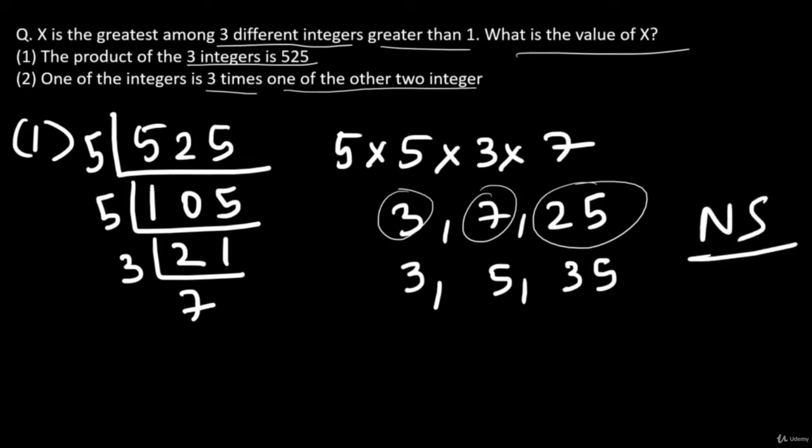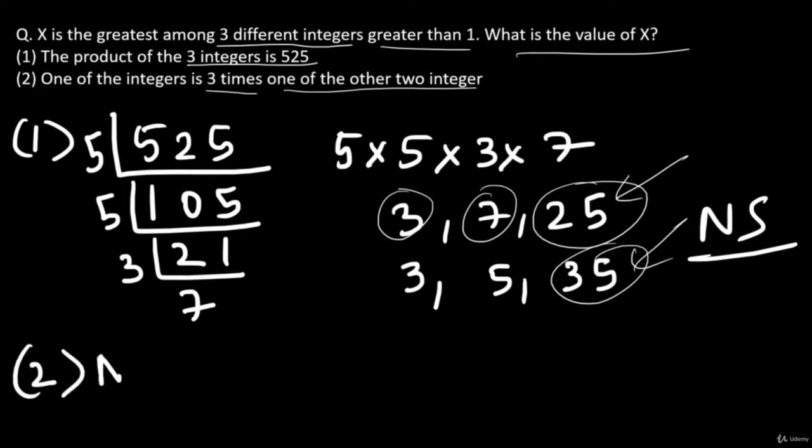I need to find the greatest. In this case, the greatest is 25, and in this case, the greatest number is 35. So it's not sufficient. I'm not getting a unique numerical value. Alright, what about statement 2 alone? Statement 2 alone says one of the three integers is 3 times one of the other two integers. So that also does not give me any idea about the value of the integers, right? Therefore, statement 2 alone also is not sufficient.